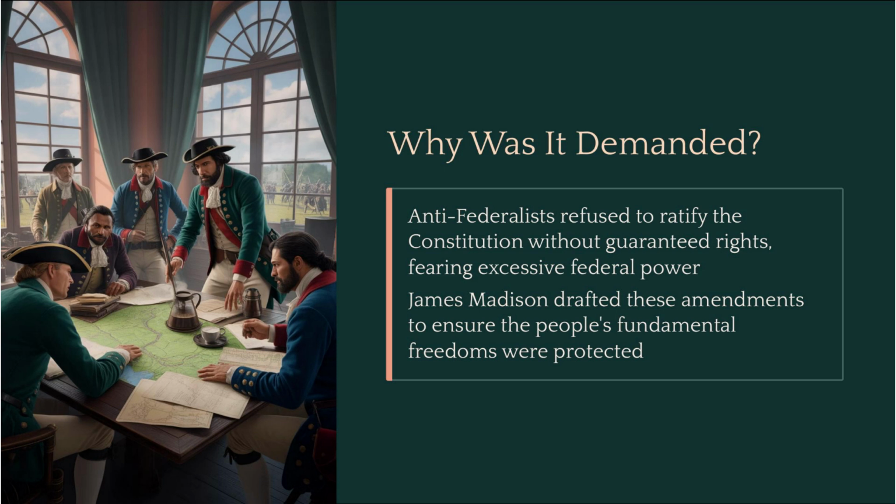To get the Constitution ratified, the Federalists had to make a deal. James Madison, who originally thought a Bill of Rights was unnecessary, took on the job. He wrote a list of proposals, and the states ratified the first 10. This Bill of Rights was the compromise that sealed the deal for the new nation.